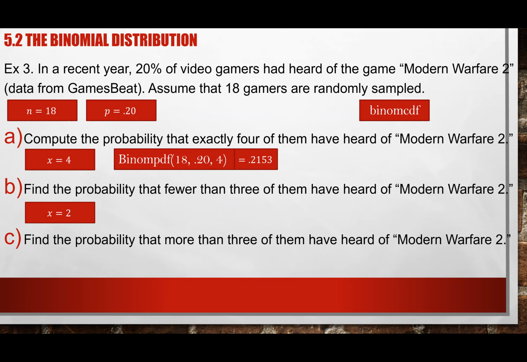It's an accumulation of the 0, the 1, and the 2, because they have multiple values, so we're using the binomial CDF. And again, to do the binomial CDF, you hit second VARS, and then you go all the way down to binomCDF. And you just input 18, 0.2, 2, which is your X value.